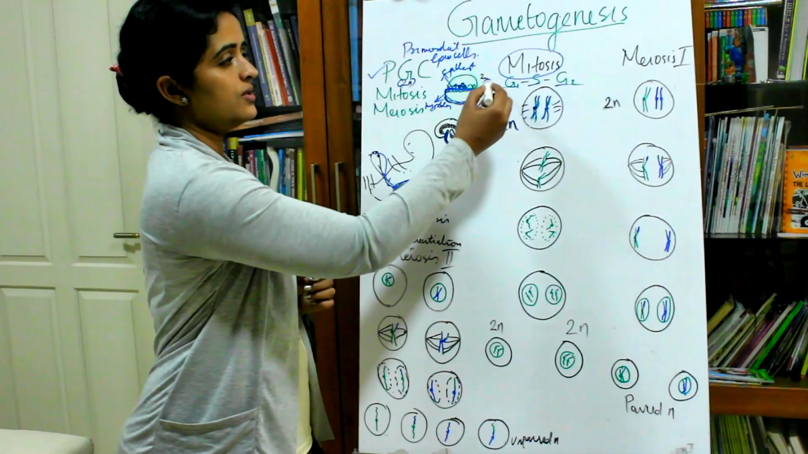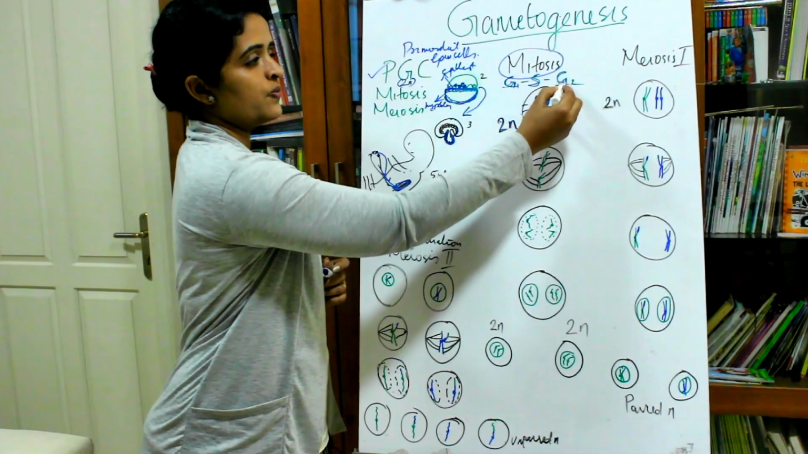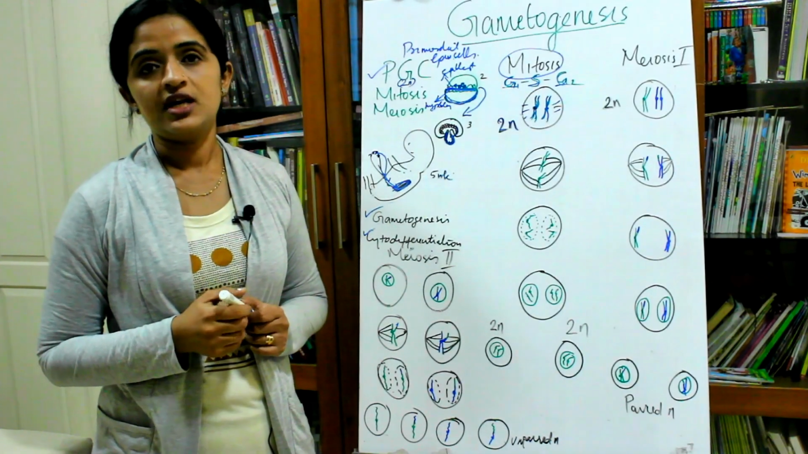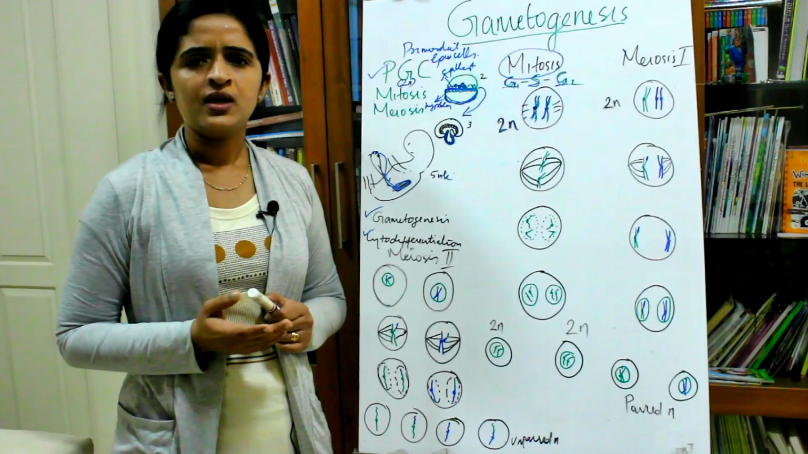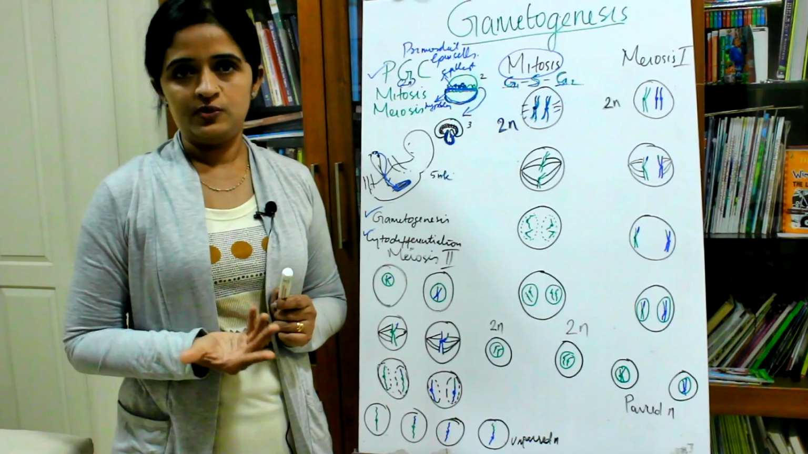So interphase includes G1, S and G2. G1 means gap 1, S means synthetic phase and G2 means gap 2. It is during the synthetic phase where the DNA is duplicated.